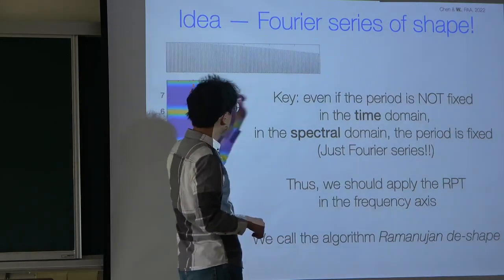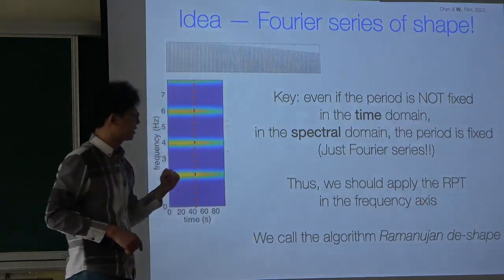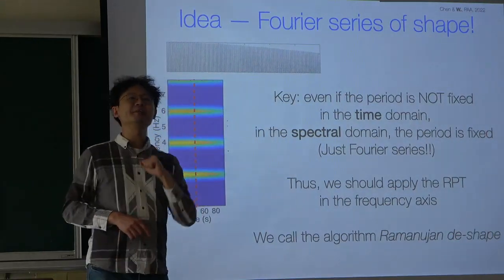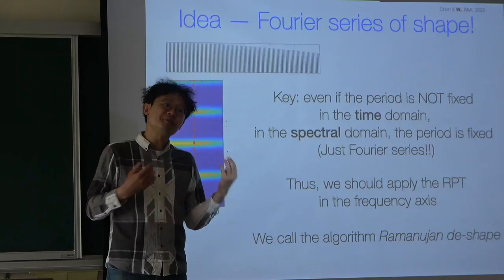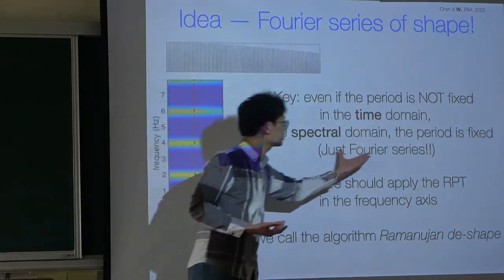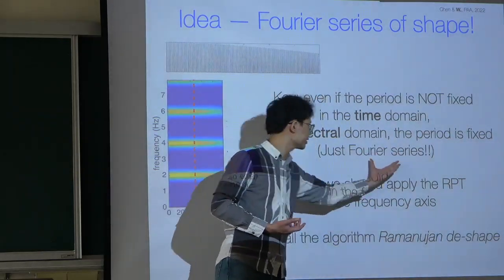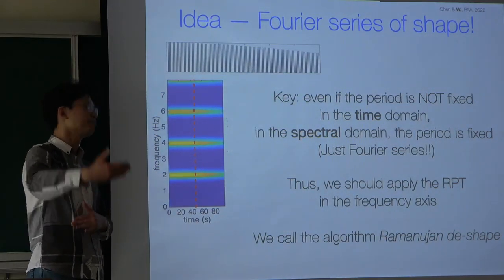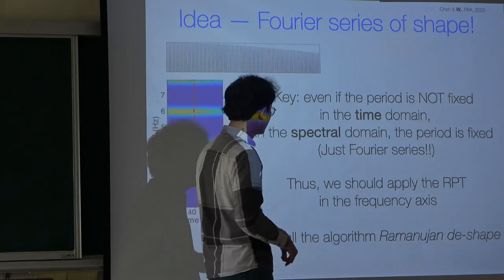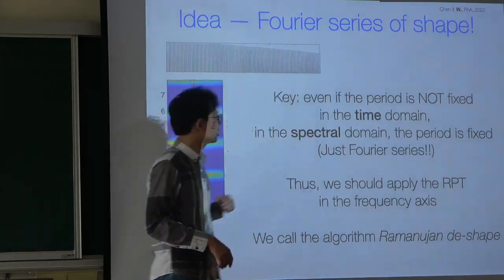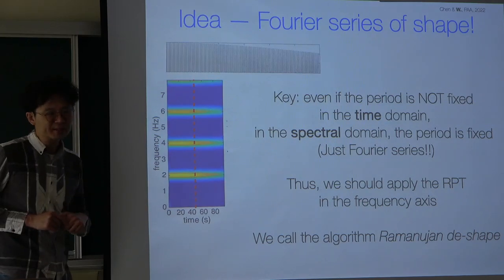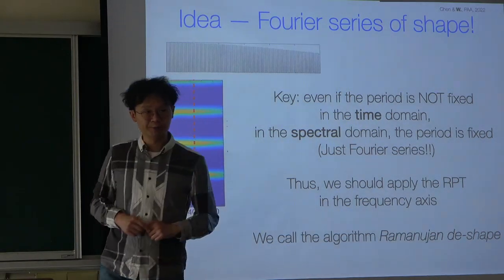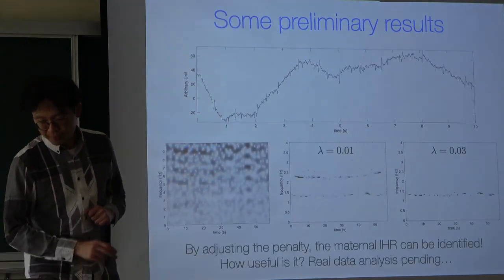So the key is, even if the period is not fixed in the time domain, in the spectral domain the period is fixed. Why? Because in the frequency domain, we only see Fourier series. And a Fourier series, when we define it, has a fixed period, right? So we should apply the Ramanujan periodicity transform on the frequency axis. We call the algorithm Ramanujan D-shape in the very end. And this is the result.